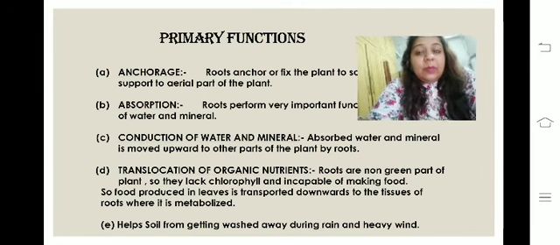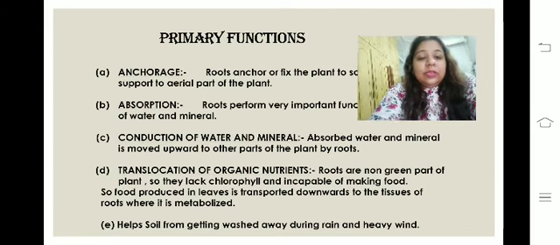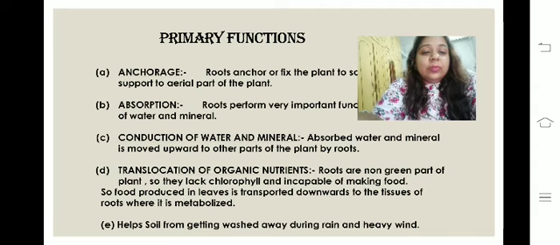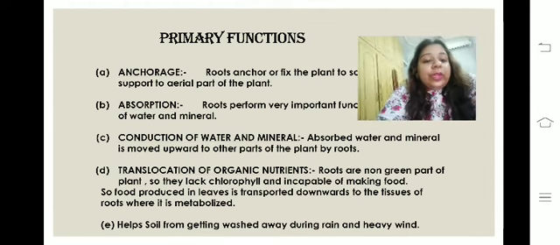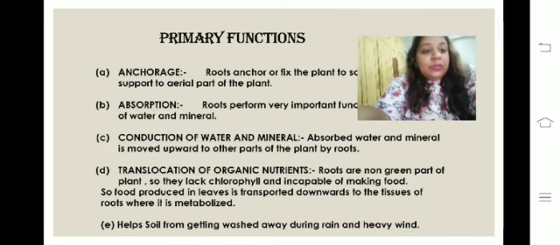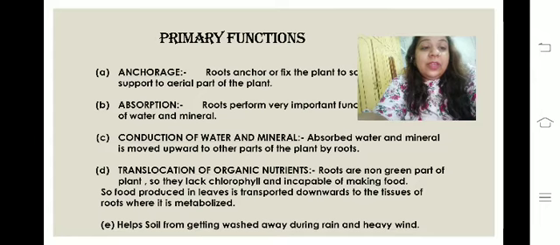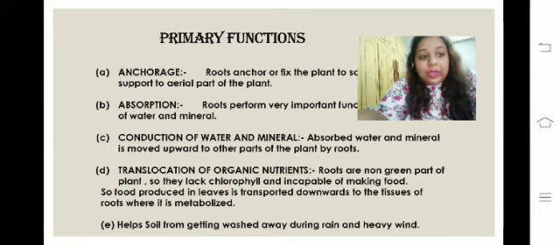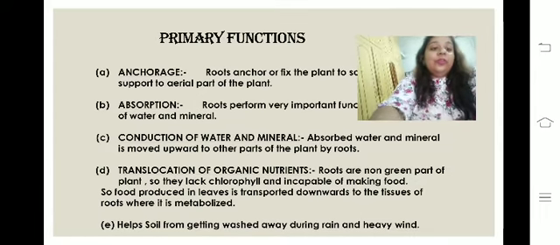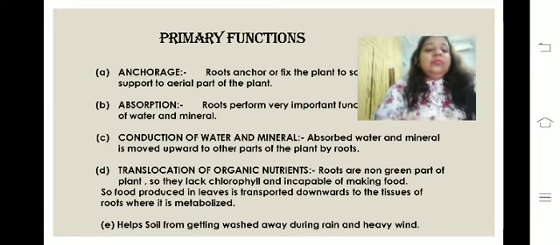We cannot even count how much plants are necessary for us. So to protect our environment, we should grow 5 plants if we are taking out one plant. So for this session, this much only.